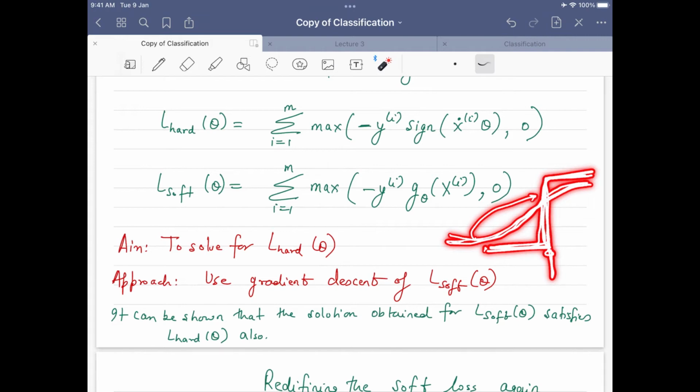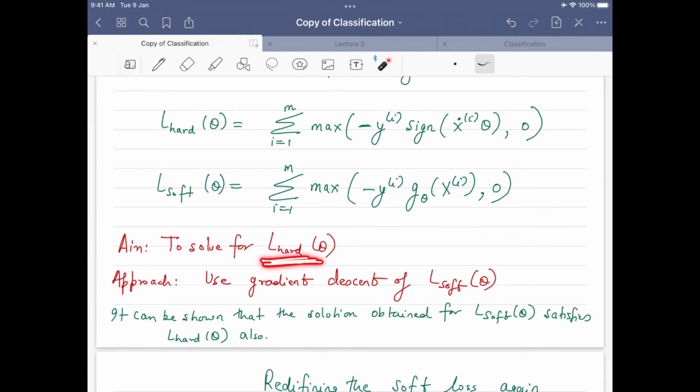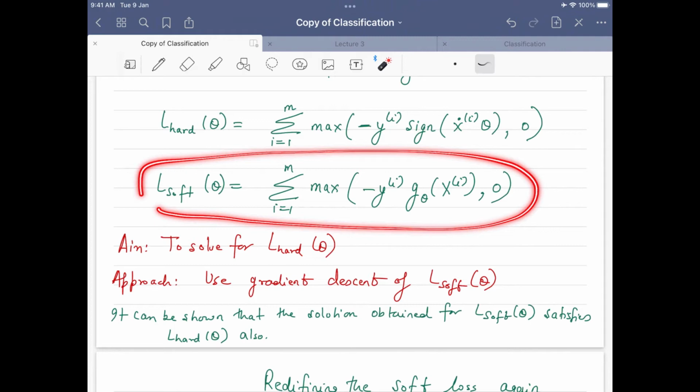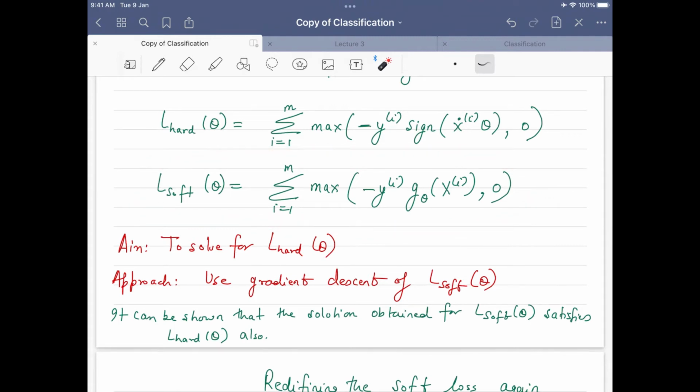Our target is actually to solve the L hard problem, which is this one, but we cannot do it because of the differentiability problem here of the signum function. So what we do is we use gradient descent on the softer version, which is the one over here. If you recall our proximal gradient descent idea which we discussed last time, the loss function is not differentiable at a specific point. So the solution was to come up with a proximal function which is convex as well as differentiable, and then we can go slowly to the point where the function is not convex, and we will settle to the point which is the global minima.